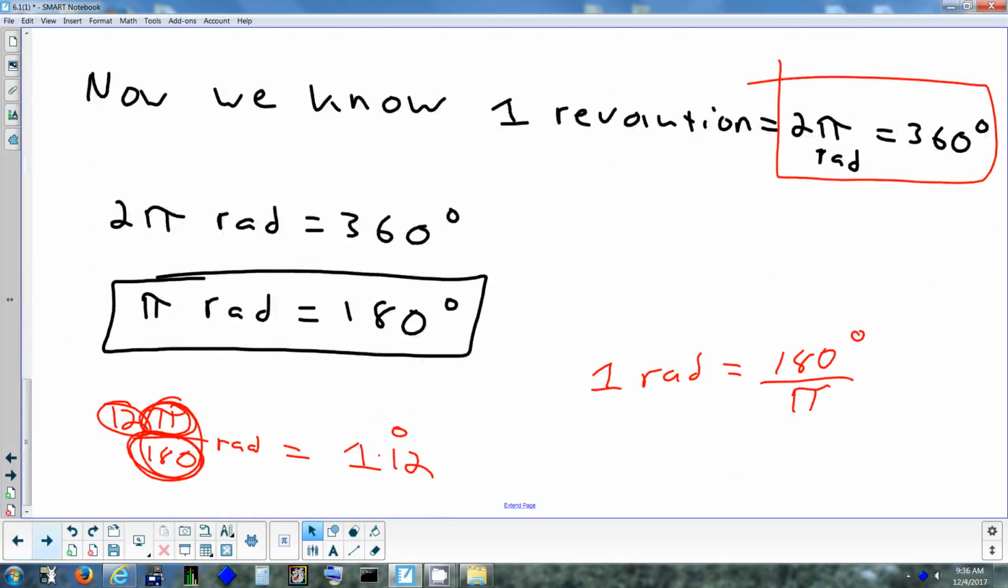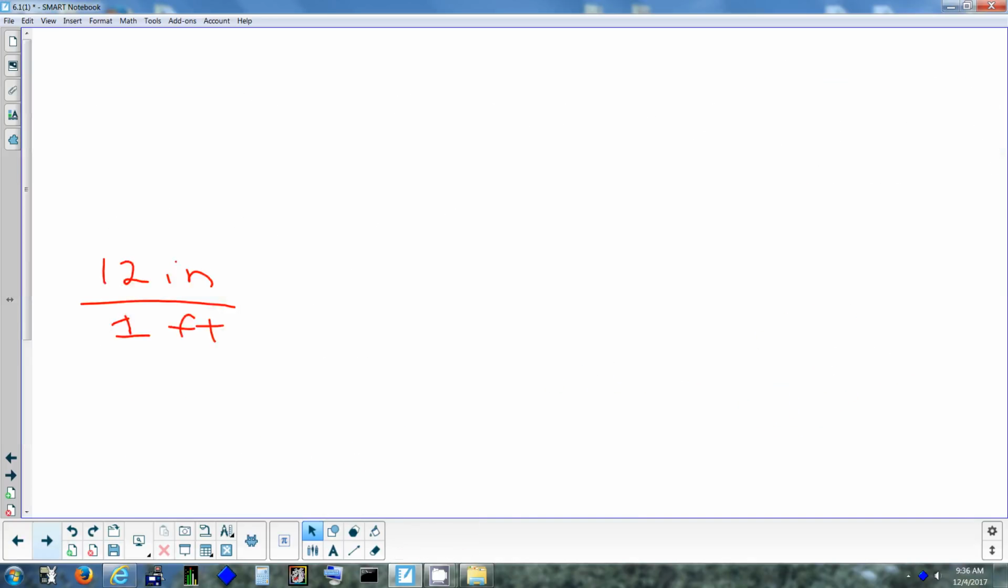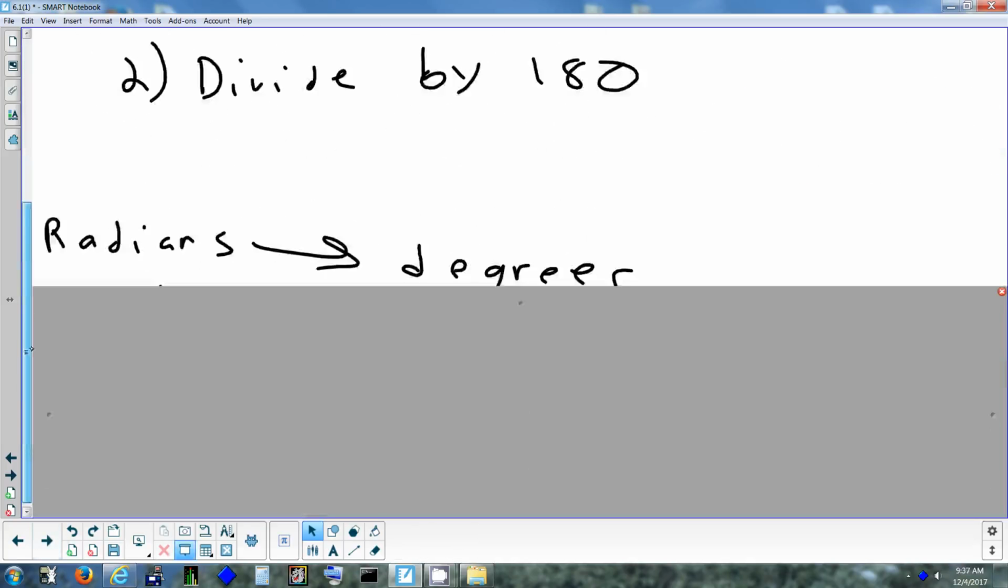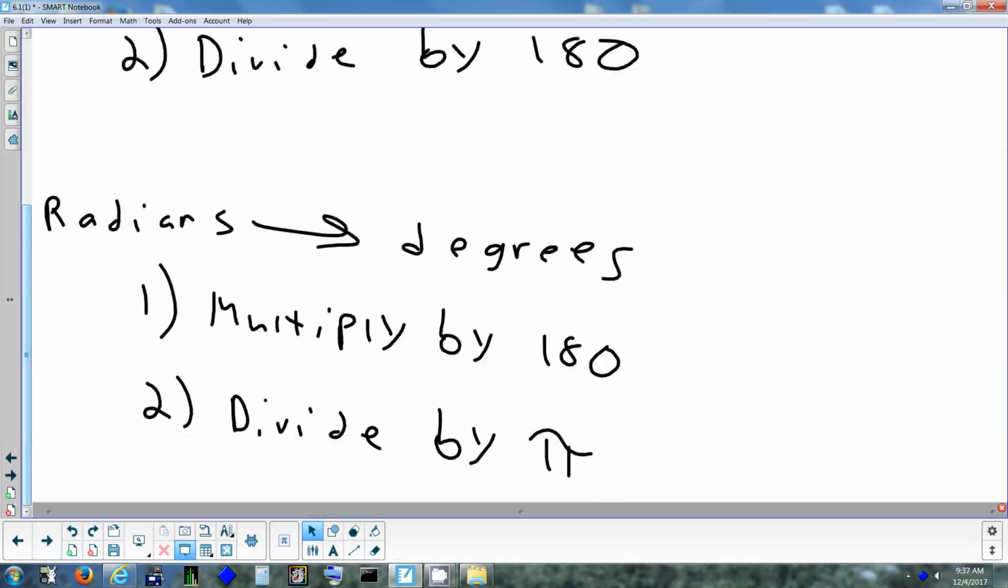Now, using the same idea, what if I wanted to know 5 radians equals how many degrees? What could I do to both sides of that equation? Take whatever you want to convert, which in this case is a 5, multiply by 180, because the 180 is in the top, and divide by pi. If you wanted to convert 7 radians, take 7 times 180 divided by pi. So in that case, you multiply by 180 and divide by pi.